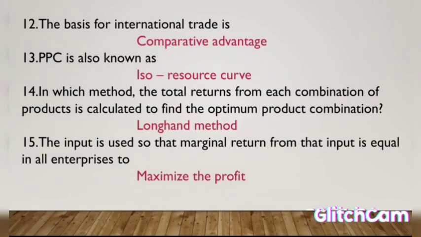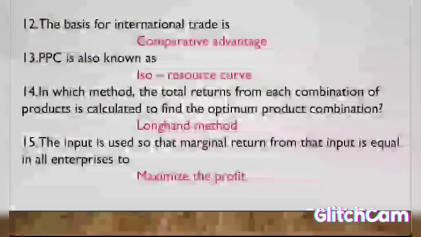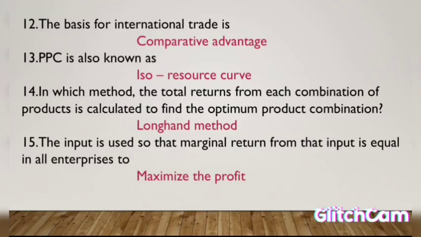PPC is also known as the ISO resource curve. In which method are the total returns from each combination of products calculated to find the optimum product combination? Longhand method. The input is used so that the marginal return from that input is equal in all enterprises to maximize the profit.